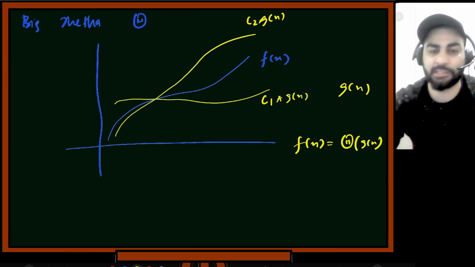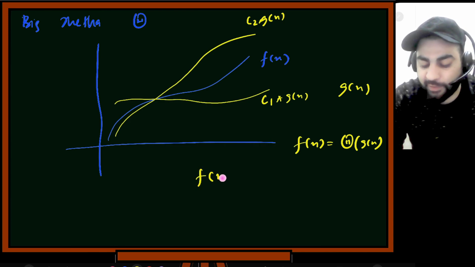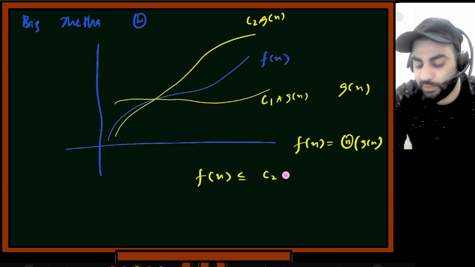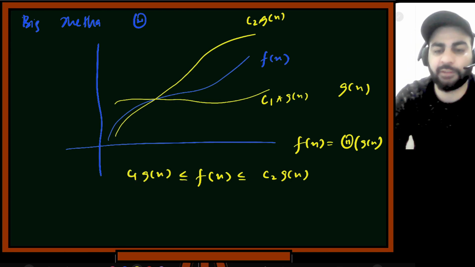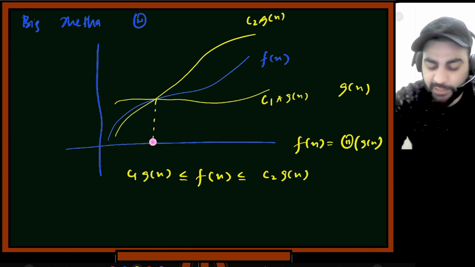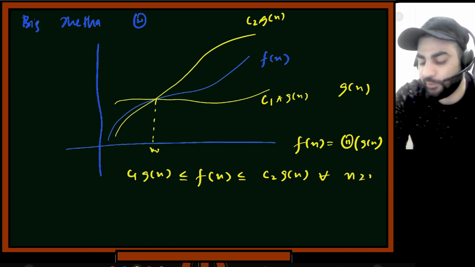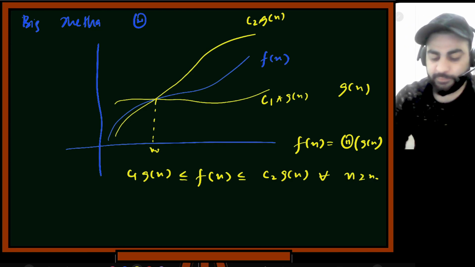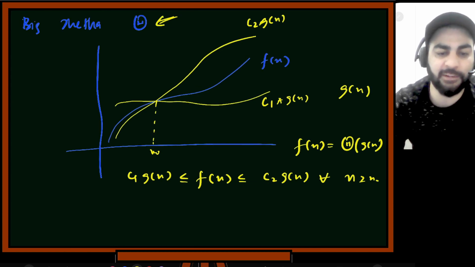Okay, we say that this is the average bound. Usually we use it for the average bound. So if we have a function g of n and two constants c1 and c2 that bound the function, mathematically we can write f of n is less than or equal to c2 g of n, and this is greater than or equal to c1 g of n after some value. Let's call this value n naught, for all n greater than or equal to n naught. Okay, this is big theta, and most of the time you will use this big theta for analyzing algorithms. Is it clear?